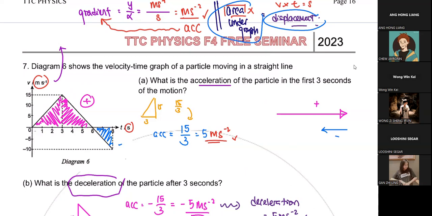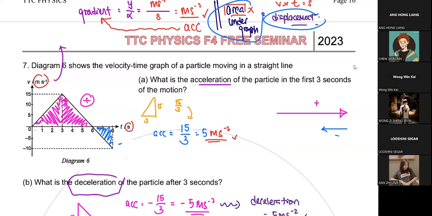So guys, can you help me to count the area under the graph? Please and thank you. So Jing Yang, Li Xuan, Hong Liang, Clement, Wing K, Wing Tuan. Can we calculate the pink and the blue part? No, no, no, guys, no.